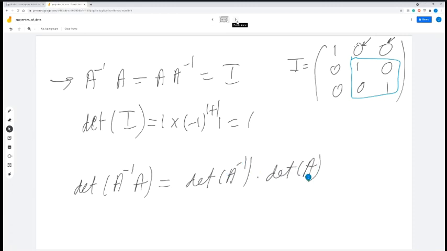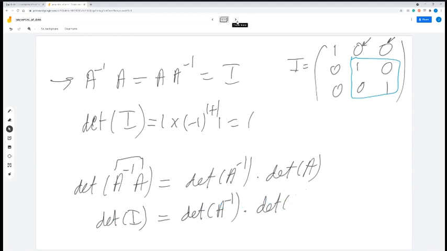But on the left-hand side, I can replace A inverse A by the identity. So it is just the determinant of the identity, which must be equal to the determinant of A inverse times the determinant of A. But this left-hand side is just equal to 1. We have just seen it. If I have the identity, the determinant is 1. And this implies that the determinant of the inverse matrix is equal to 1 over the determinant of A.